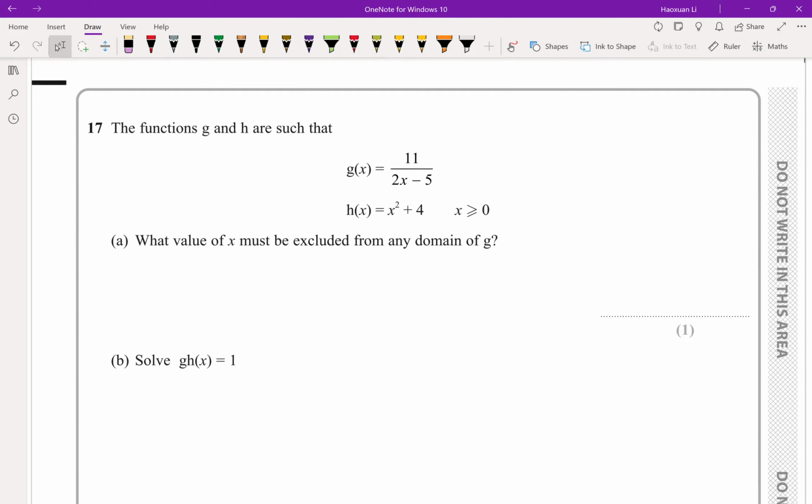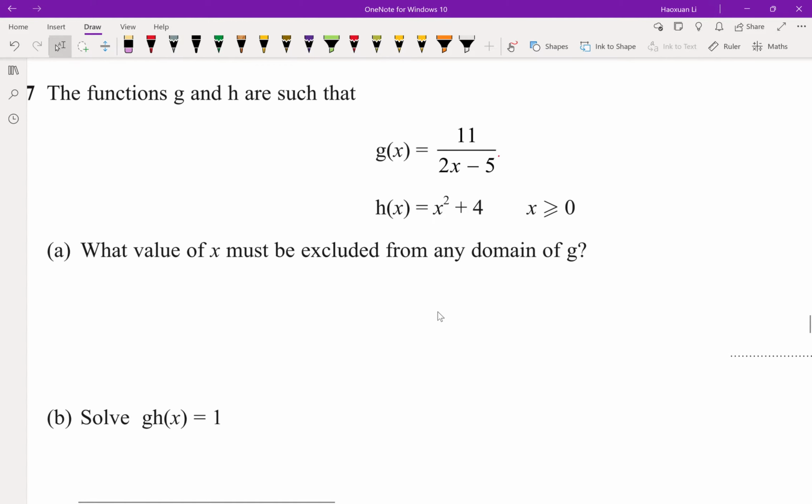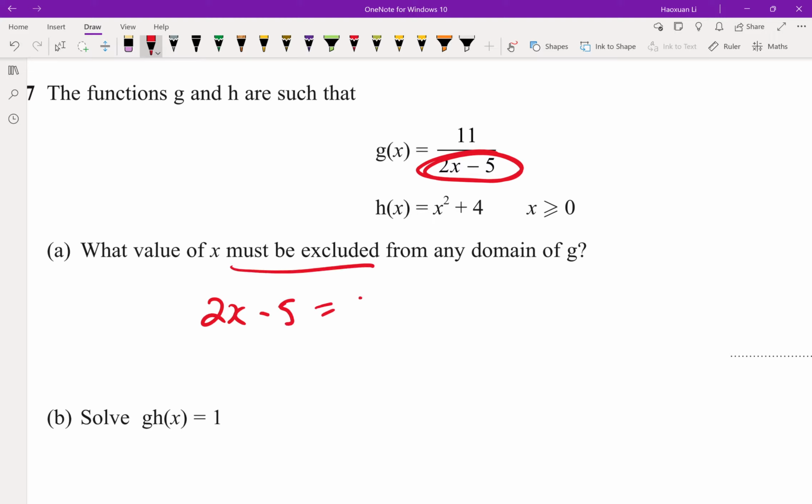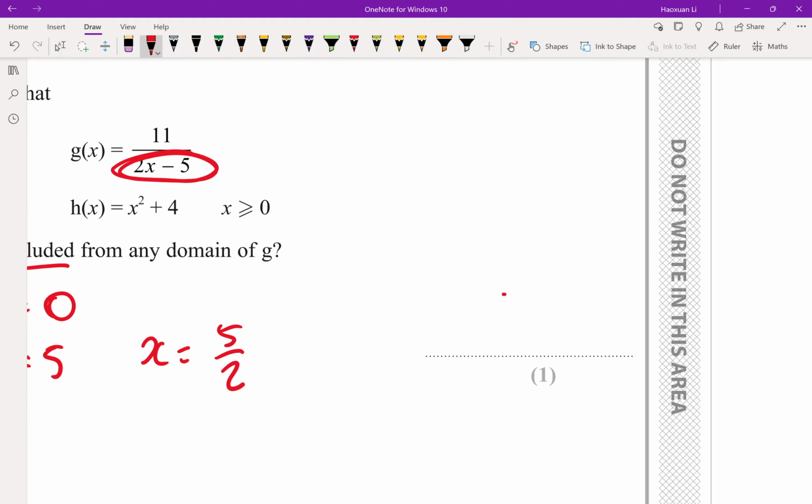Question 17. The functions g and h are such that g(x) is equal to 11 over 2x minus 5 and h(x) is equal to x squared plus 4, where x is bigger than or equal to 0. What value of x must be excluded from any domain of g? You see that this is the denominator, right? And the denominator cannot be equal to 0. So it is equal to 0 here. So 2x equals 5 and x equals 5 over 2. So 5 over 2 is the answer here.